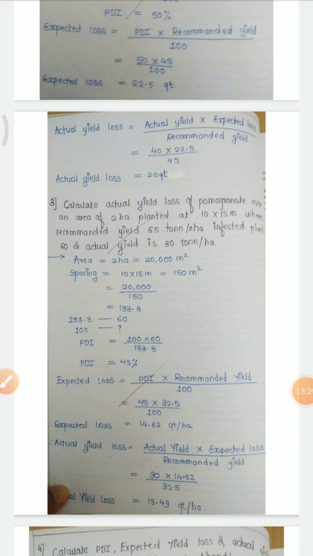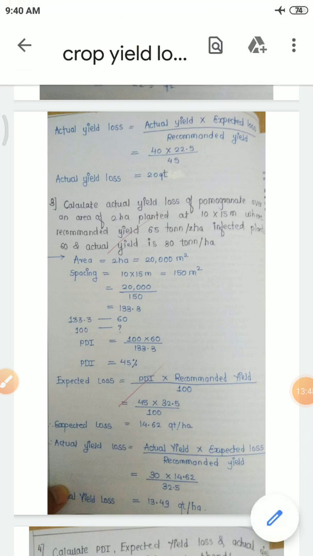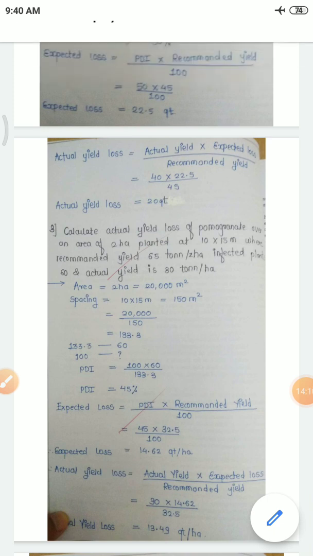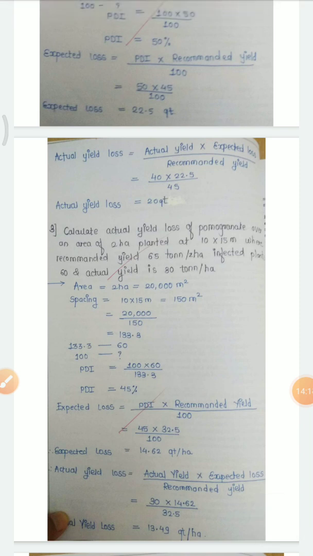Okay, next we discuss the third example, that is calculate the actual yield loss of pomegranate over an area of 2 hectare planted at 10 by 15 meter, where recommended yield is given, that is 65 tons per 2 hectare. Infected plants is 60 and actual yield is also given, that is 80 tons per hectare. So again we have to write the given values here. In that example, listen carefully, we have to calculate the actual yield loss of pomegranate, that is, what kind of loss is obtained in terms of actual or practical yield.